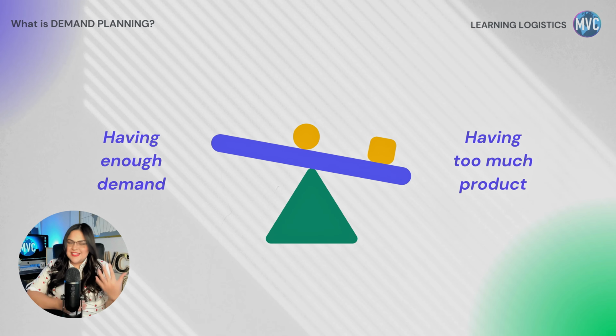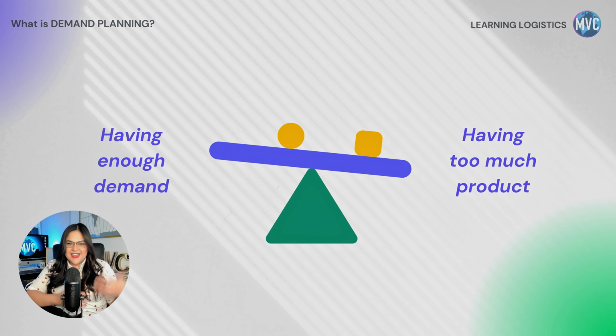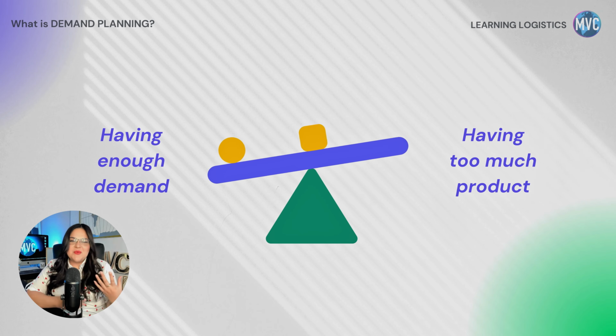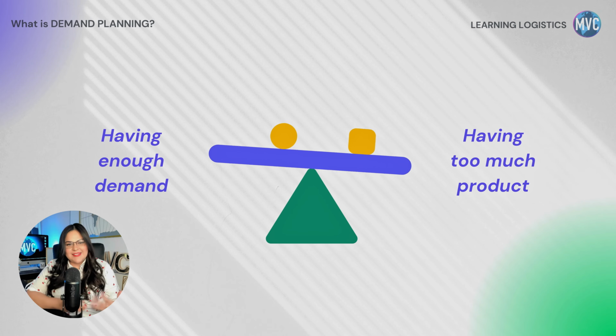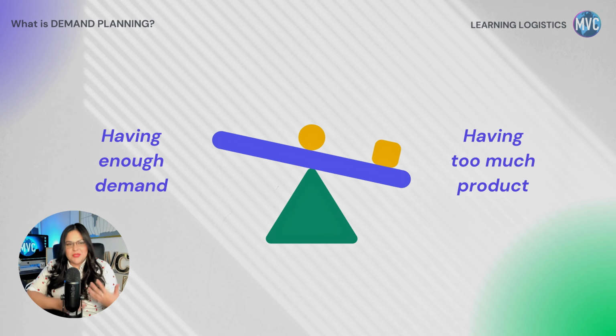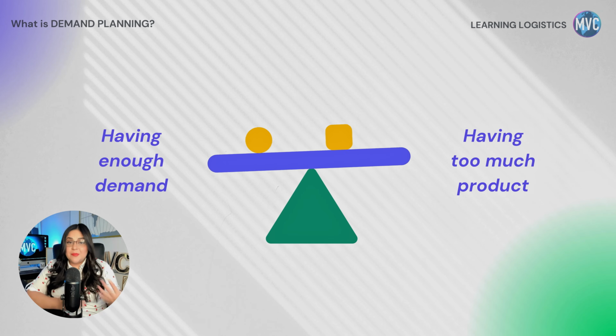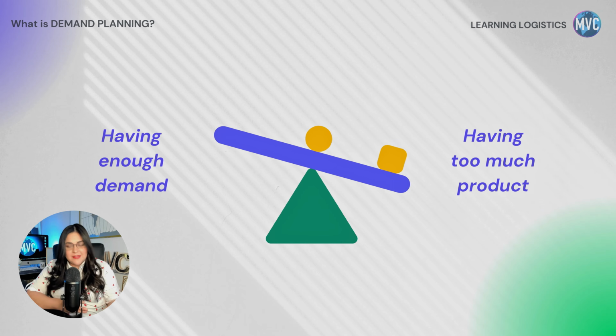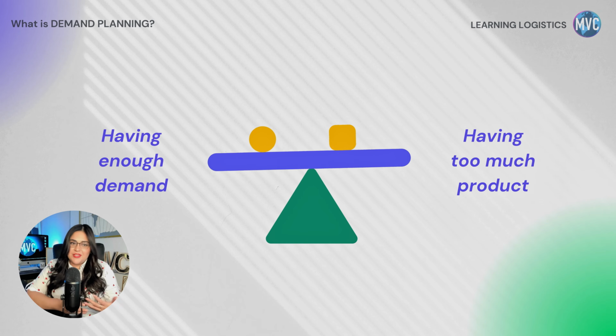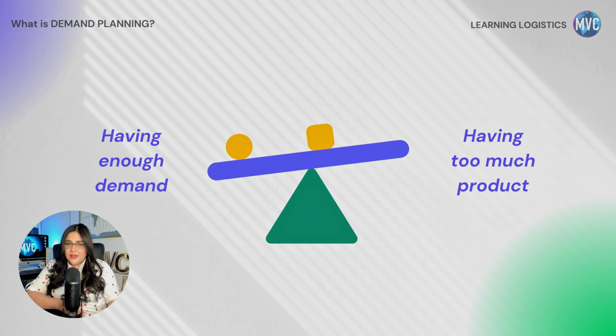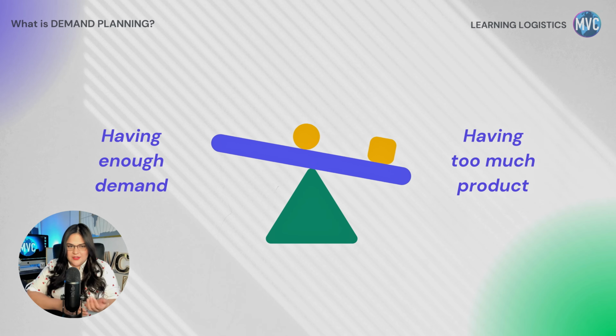Now, as you can see, in this teeter-totter seesaw kind of situation, what we really want to do is balance two things within demand planning. The goal here is to ensure that the business is prepared to meet the customer's needs, but also to avoid situations where you run out of stock or you have too much stock to sell.